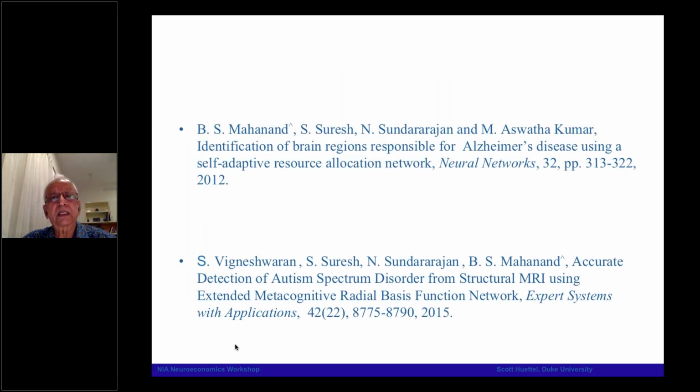Okay, so these are the papers. The first one is for Alzheimer's disease, and more I have given inside. Mahanand is the student who did this work. He went to Harvard as a Raman fellow for postdoc and did a lot of work there. You can search Google for his name, you will get all the relevant papers.